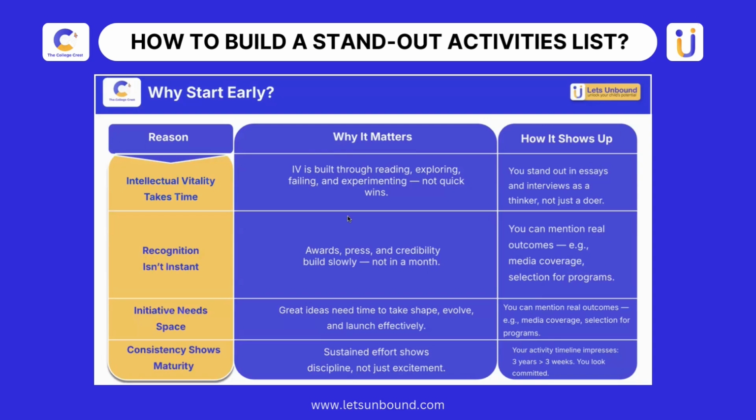Finally, consistency shows maturity. Here's the final piece, your timeline really matters. Admission officers don't just look at what you did, they look at when you did it, how long you stuck with it. A student who has been tutoring underprivileged kids every Saturday since grade 9, or a student who turned, let's suppose, their grade 10 science fair project into a 2-year research paper, or a student who turned their blog into a published book by grade 12. That shows consistency, that shows maturity.